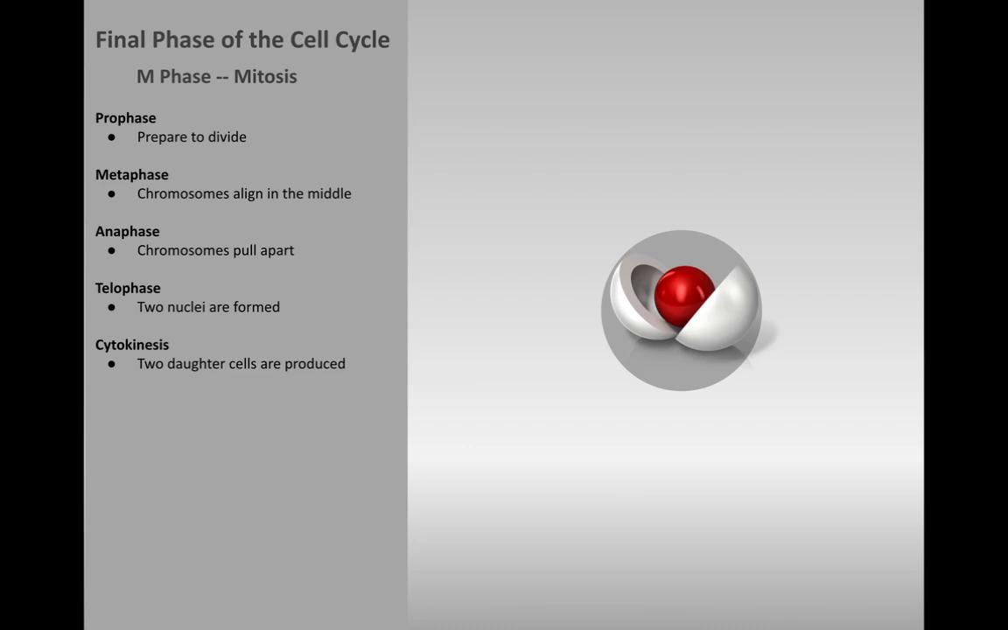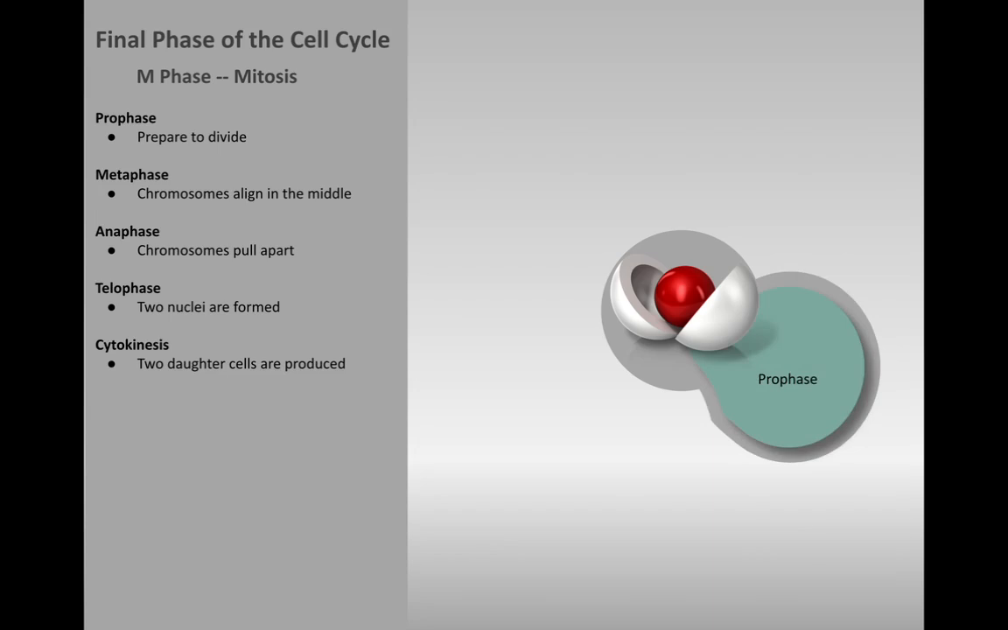Once a cell reaches that portion of G2, it moves into the final phase of the cell cycle, which is mitosis. And mitosis is also broken into subphases, and we're going to learn much more about these subphases later. Just know that mitosis is the M phase. It's where the cell is actually going to begin to pull apart, and then mitosis is going to be followed by cytokinesis, where your two daughter cells are actually produced.